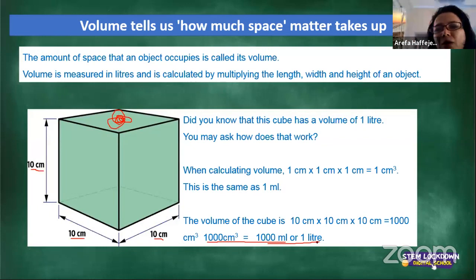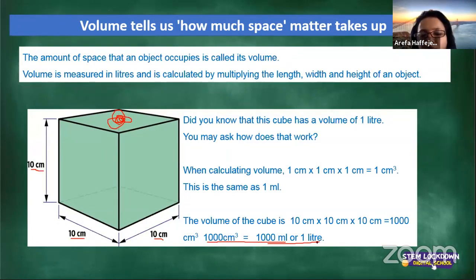I'll ask my host to unmute one person. Hi. Hello. Can I answer a question for you or help you understand something better? Yes, I want you to explain how you have to calculate the volume to get the milliliters.